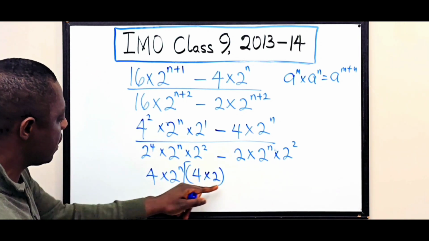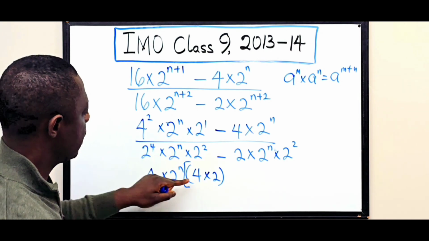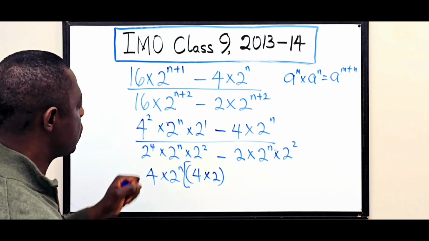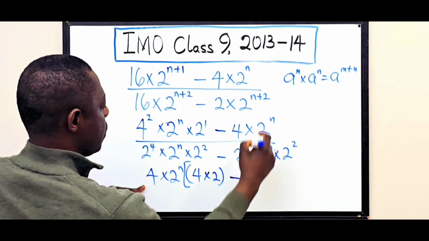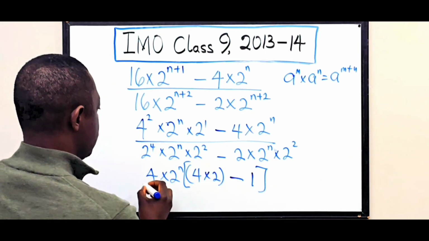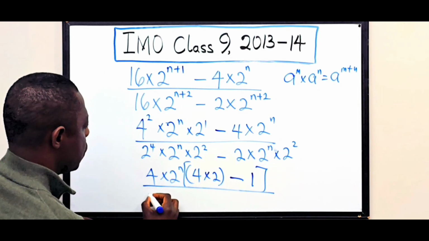So 4 times 2, if you expand this, you're going to have this. So this is 4 times 4, 16, times 2 raised to power n, times 2. So that is what we have. So minus all this is going to give us 1, because we have all this as 1. So divided by, if you look at this, all these are contained in here. So we're going to put that out.